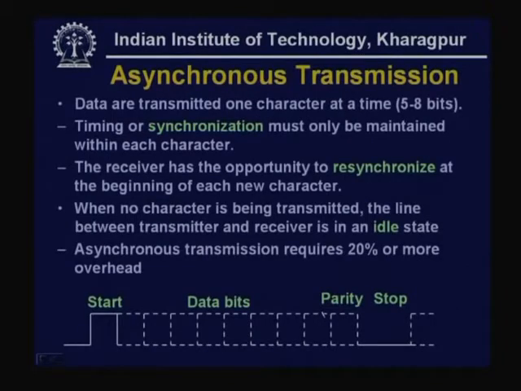First, let us consider asynchronous transmission. In asynchronous transmission, the synchronization is done at the character level. So data is transmitted one character at a time. As we know, the number of bits that can be used can vary from 5 to 8, and timing or synchronization must only be maintained within each character. We have already discussed this.